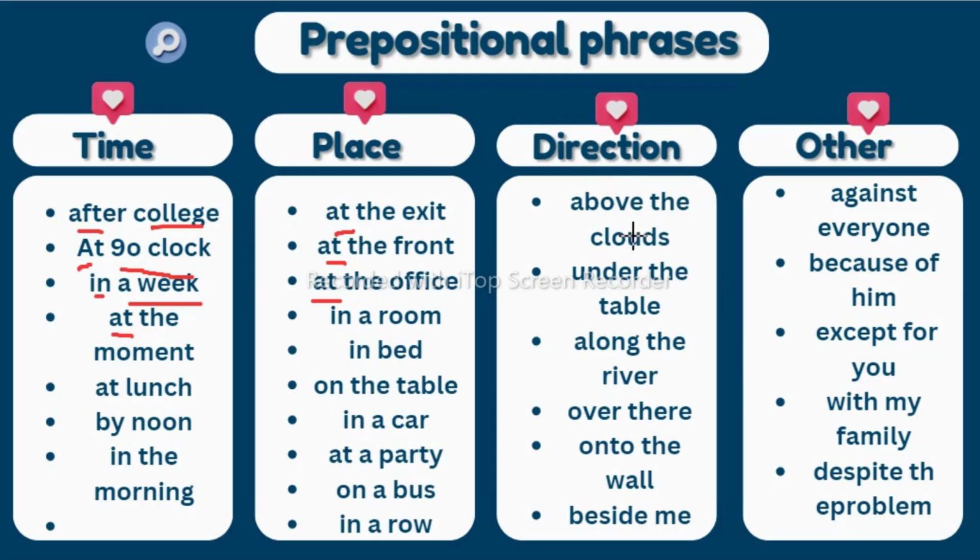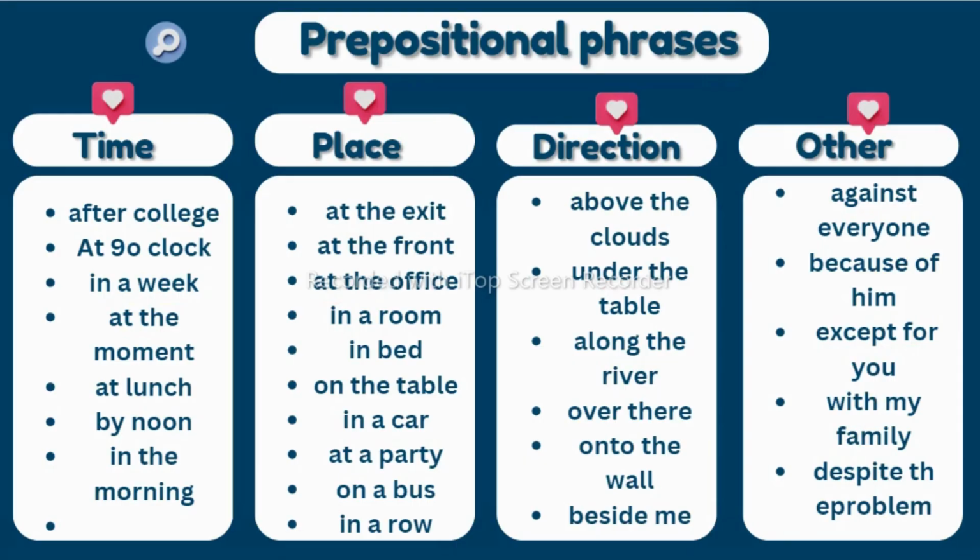Here are ones which show direction, like above the clouds, under the table, along the river. Preposition plus object is called a prepositional phrase. Against everyone, against is a preposition, everyone is the object. Because of him: because of is a preposition and him is the object, which is a pronoun. Except for you: except for is a preposition, you is the object. With my family: with is a preposition, my family is the object.